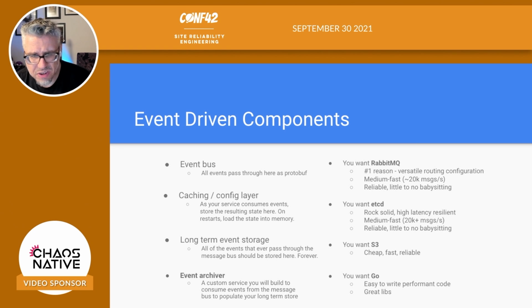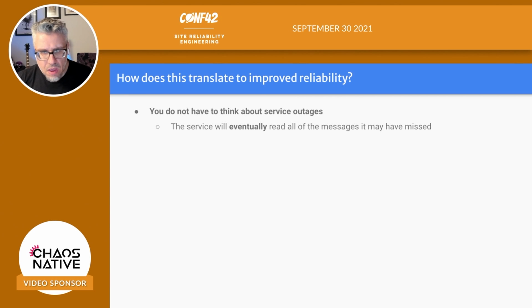So you can already tell that the big pieces really are not infrastructure. The infrastructure is not actually that terribly complex. It's really the organizational aspect of it, right? It's kind of a paradigm shift, really, of how you think about things. So how does this exactly translate to improved reliability?